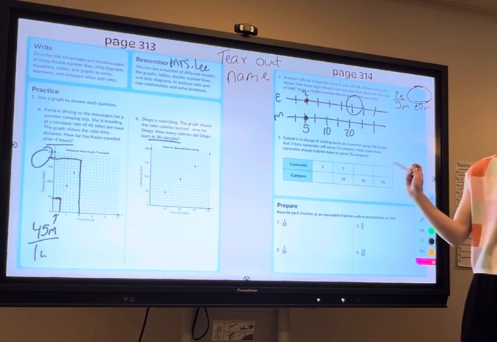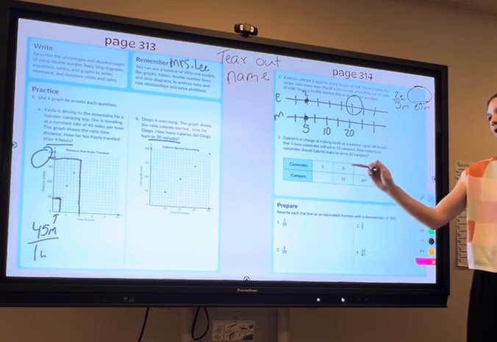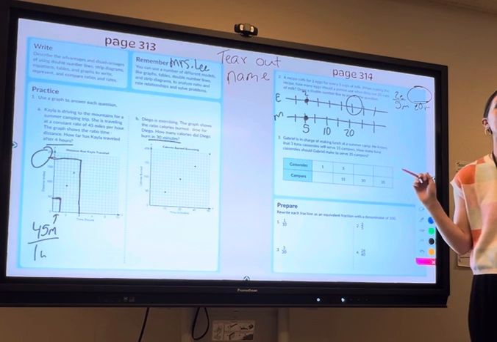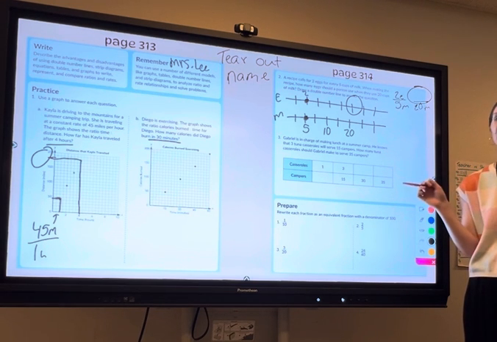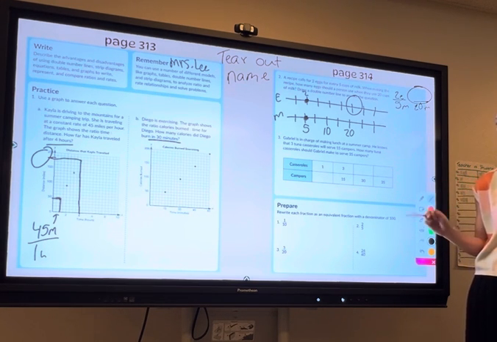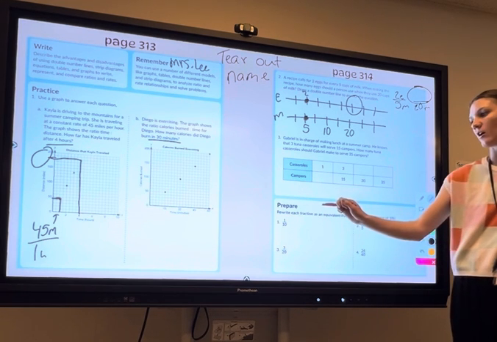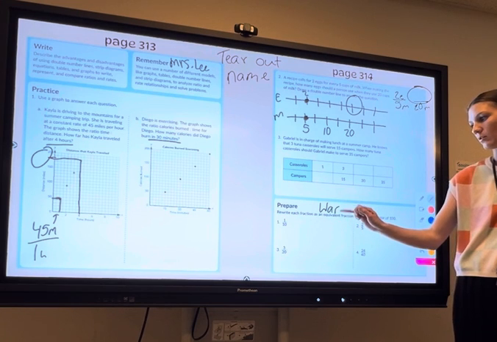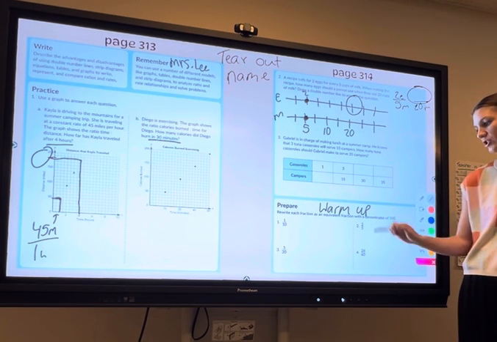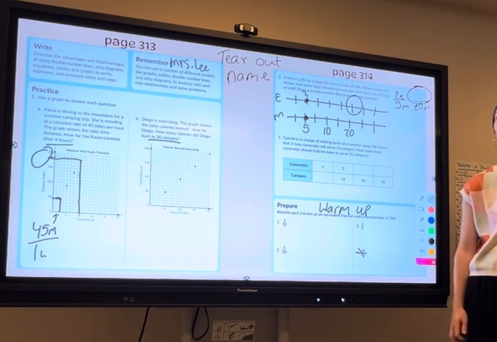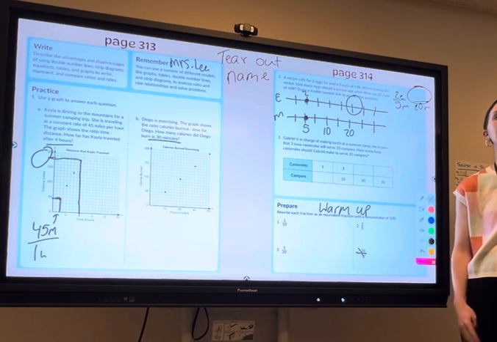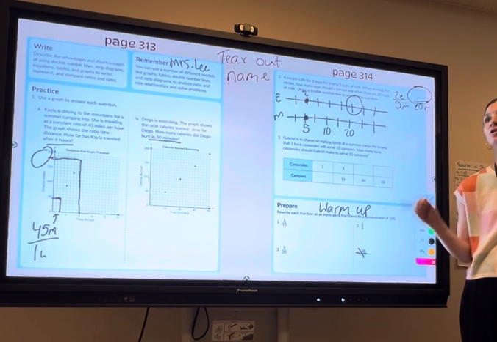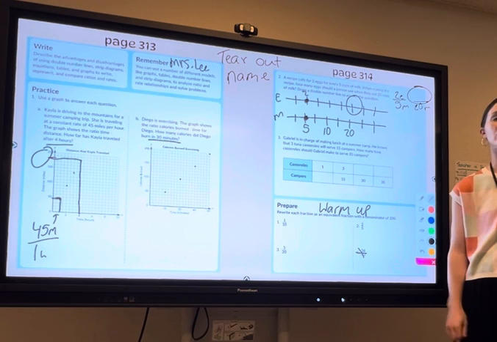For number 3, you are just filling in the table. We did this the other day where you work through your ratios. This is like the assignment we did last week where you're filling in your table, okay? For the prepare, we did this as our warm-up. So this was already filled out. This should have been your warm-up, okay? This whole page should be completed before you leave class today. You need to write your name on it and turn it into your class basket.